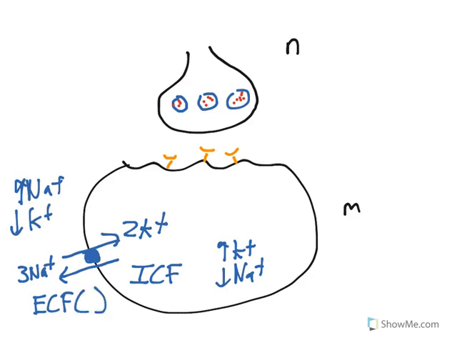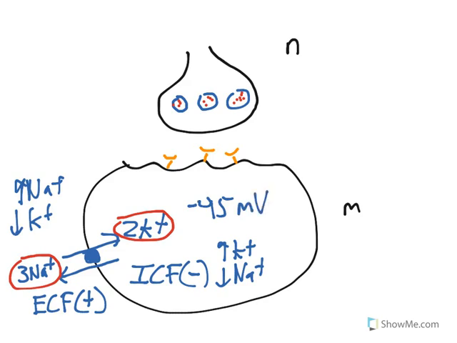Given that, the ECF and the ICF will have a unique difference of charge. Why is that? Well, the ECF has more cations outside than are inside the ICF. So there is a greater positivity outside in the ECF than in the ICF. The ICF is actually slightly negative. Just for posterity, it's about negative 95 millivolts at this point.